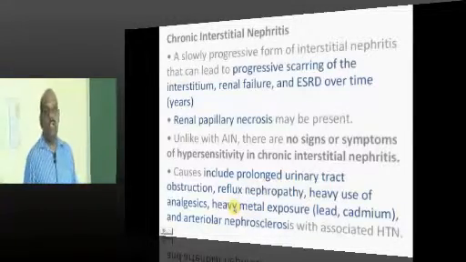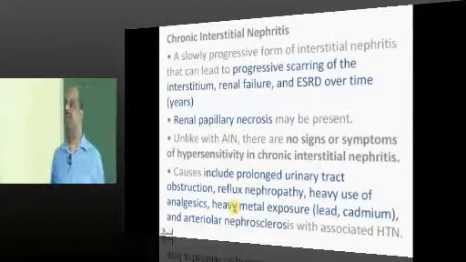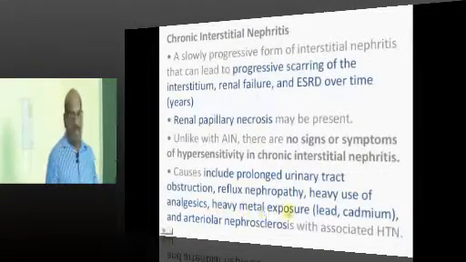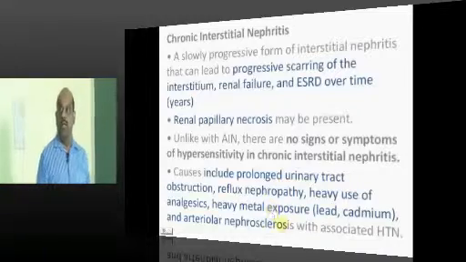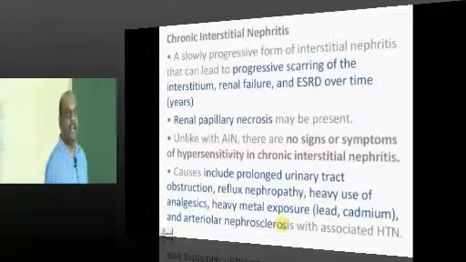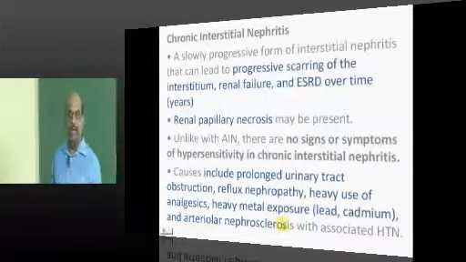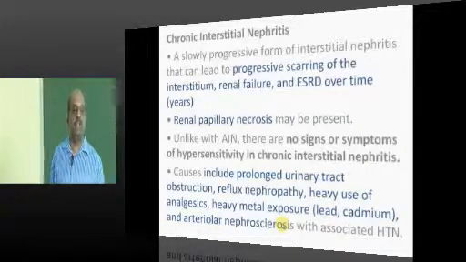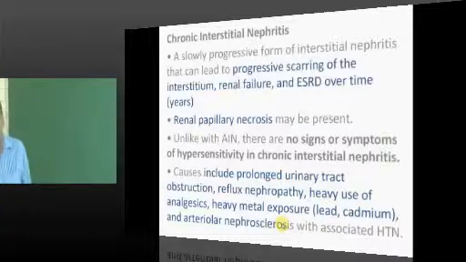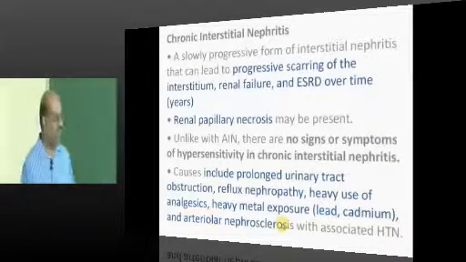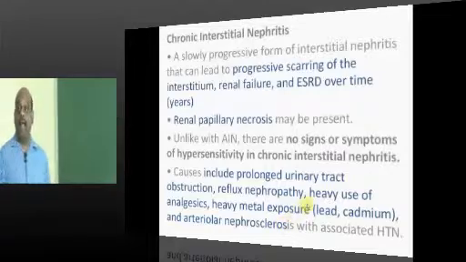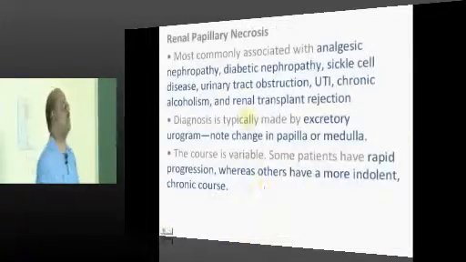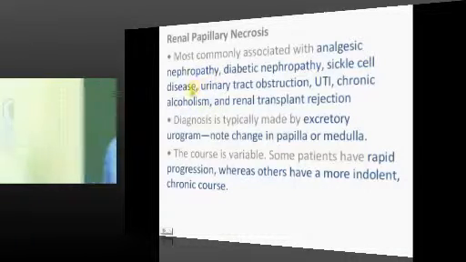And which subset of people can go into chronic interstitial nephritis? Those who have prolonged UTI, reflux nephropathy, heavy use of analgesics. We all say, no, grandma, don't take those painkillers, your kidney will be damaged. Next time your grandma will say, glomerulus will be damaged or tubule will be damaged. What is your answer? Generally it is the tubular damage, which is very common. Lead, cadmium, like heavy metal exposures, and arterial nephrosclerosis, any of them can be responsible.